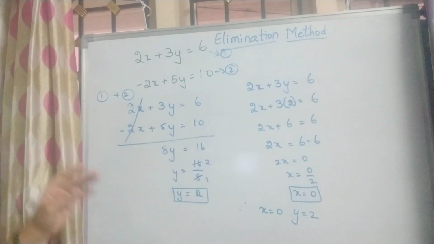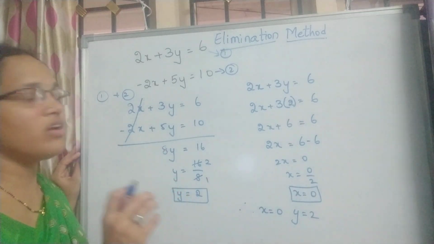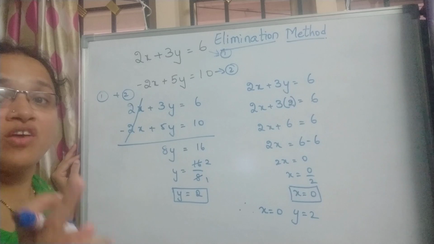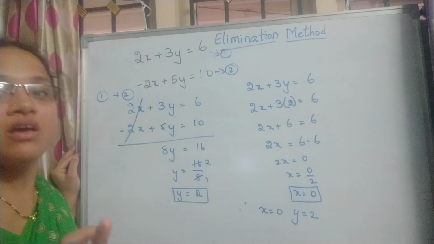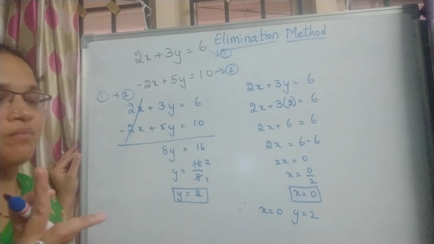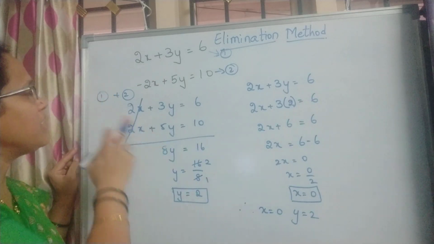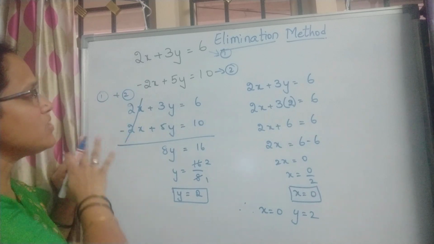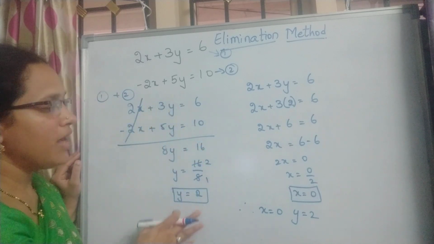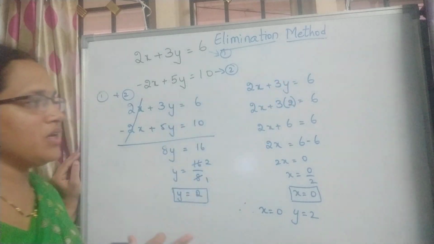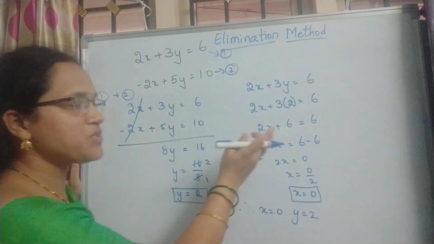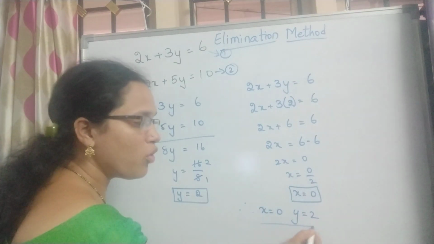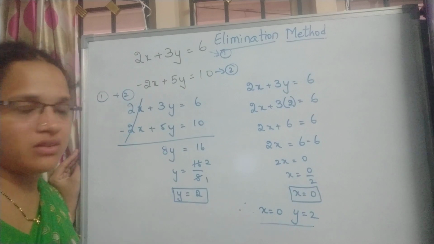In the similar manner, in order to eliminate or cancel anything, we need to compare the coefficients, where the coefficients should be equal, not the signs, children. The coefficients should be equal. If the coefficients are equal, automatically you will understand whether to add the equations or subtract the equations. Once you do that, you will find the value of one variable and then substitute that value in the other equation to find the other variable. Therefore, you will find the values of both the variables using the elimination method.